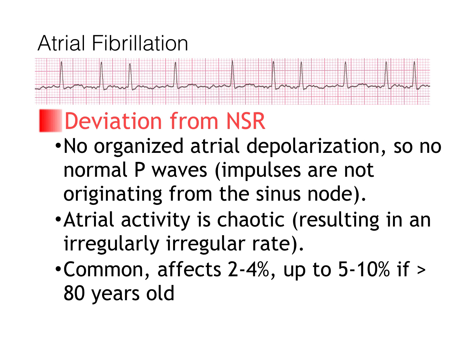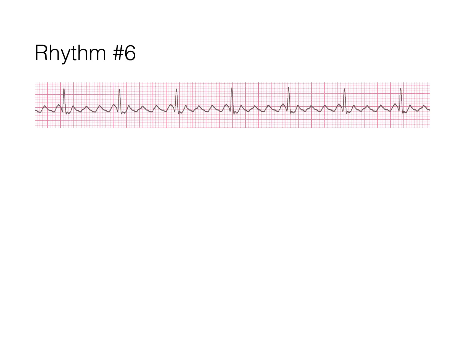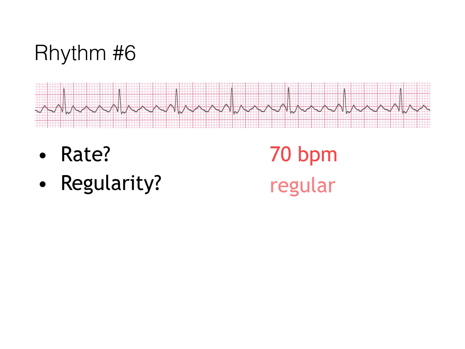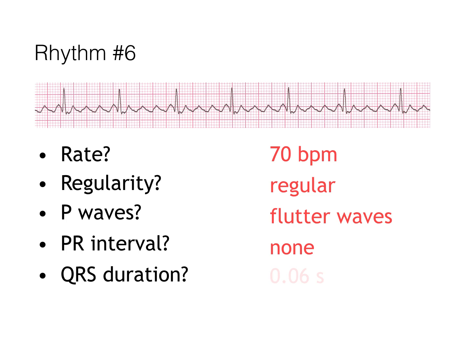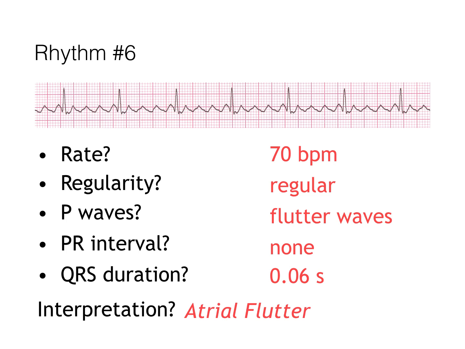When there is no organized atrial depolarization, there are no P waves. It means atrial activity is chaotic, resulting in an irregular rate. What about this rhythm? The rate is 70 beats per minute. Regularity, yes, it is regular. What about P waves? These are flutter waves. PR interval, none. QRS complex, it's normal. The interpretation is very simple: atrial flutter.